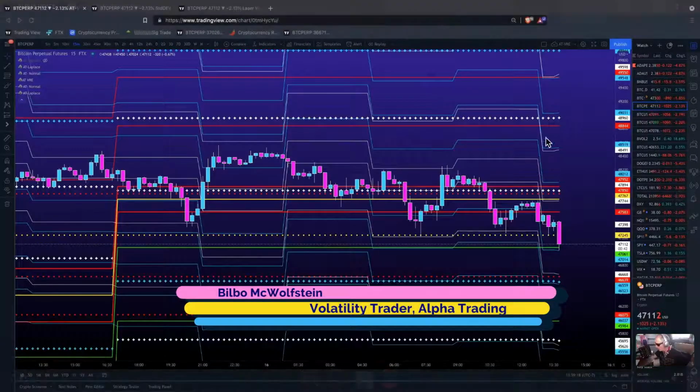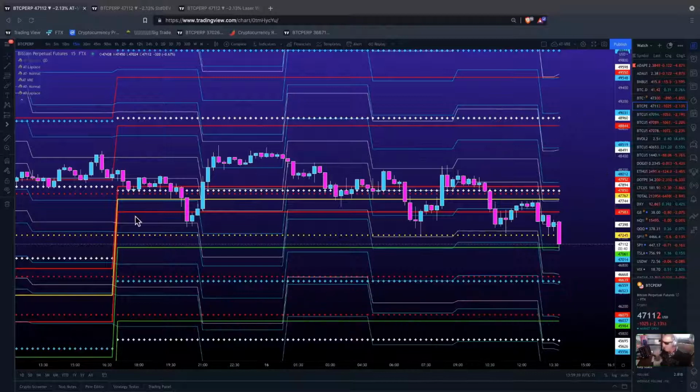VRE with distributions. This will be the next indicator that Alpha Trading will be publishing. This or the volatility panel. Wolfsbane has been published. Beautiful indicator. Yeah, this thing is money. Money!